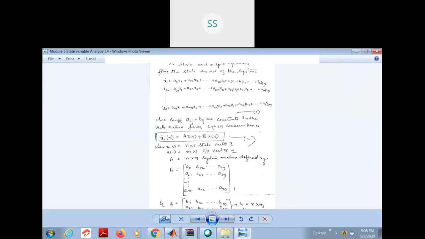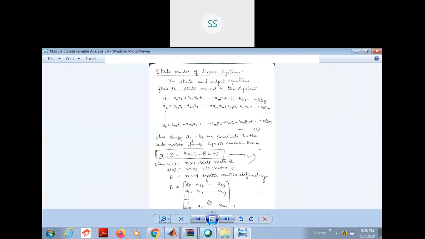So continuing the discussion about the state model of the linear systems. With the previous session we have seen how to write a general set of equations for n number of state variables. In this notation, x1 dot, x2 dot up to xn dot represent the n number of state variables there. So this complete set represents the state equations.